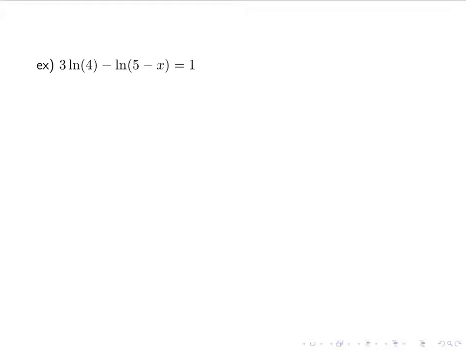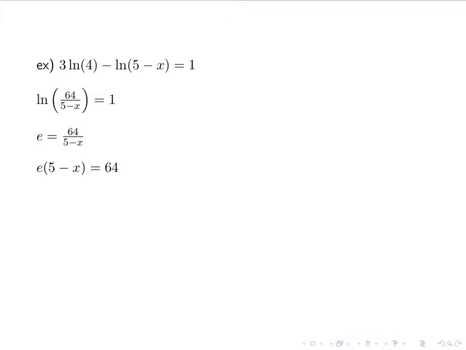Let's try another one. 3 ln of 4 minus ln of 5 minus x equals 1. Again, we're going to combine them. So I kind of did both steps here. I brought the 3 in, so 4 cubed is 64. And then the subtraction means I'm going to divide. So I've got 64 divided by 5 minus x inside the ln, and I still have 1 on the right. Remember, ln is base e, so e to the 1 is just e. So e equals 64 divided by 5 minus x.